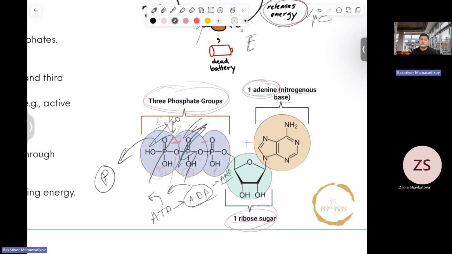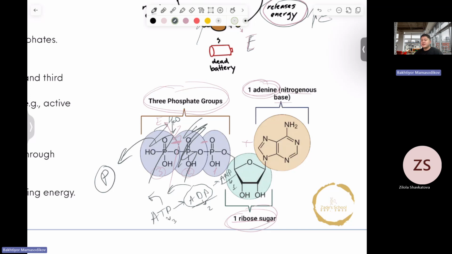AMP means adenosine monophosphate. So T-riphosphate, it means you have three phosphates. Diphosphate, it means you have two phosphates. Monophosphate, mono means one, you have one phosphate. Okay, so ATP, when you use it as energy, it becomes ADP. When you continue using the energy, it becomes AMP. Okay, so never forget this.